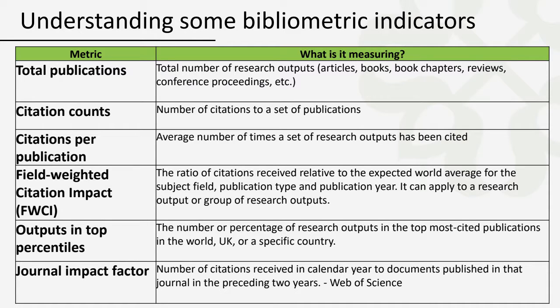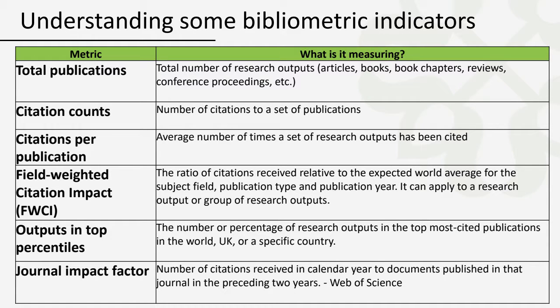And this is an interesting one because there is an attempt with the field-weighted citation impact to normalize and give a relative figure for how, say, an article is performing in relation to the average performance of a similar output in a particular subject field.